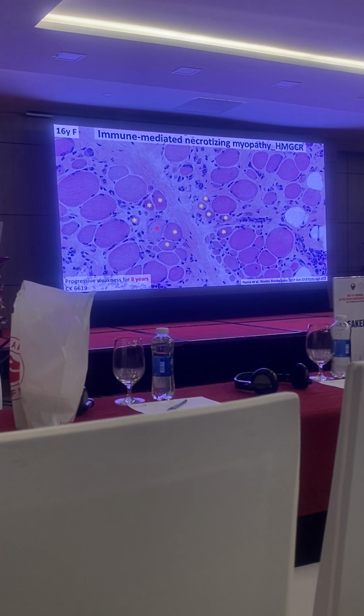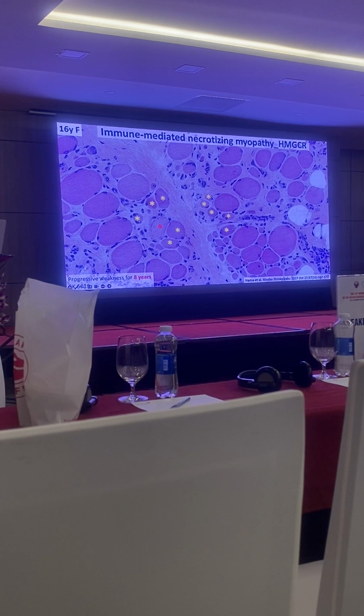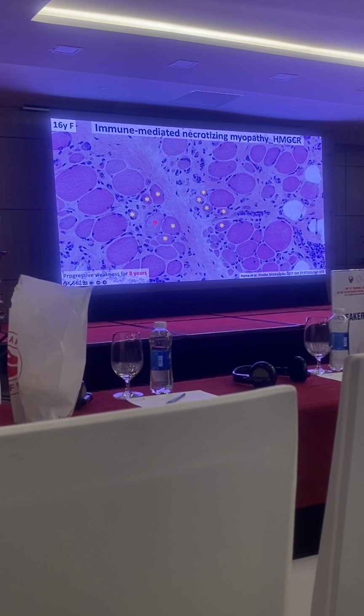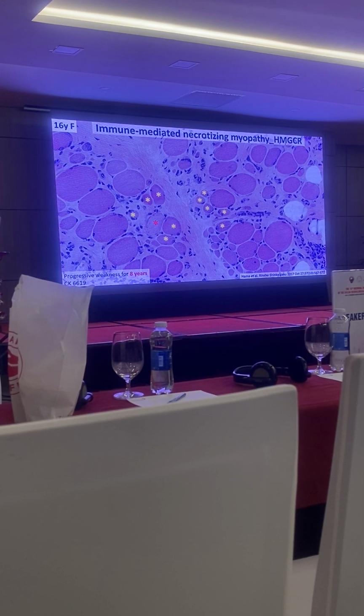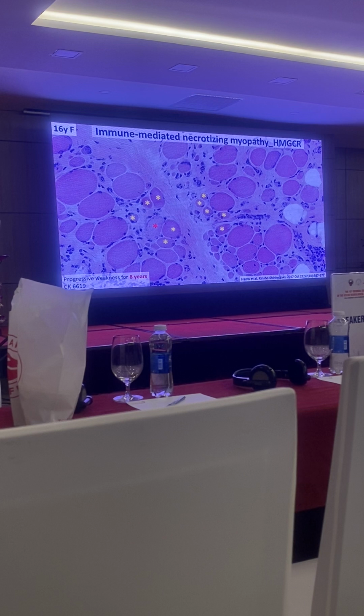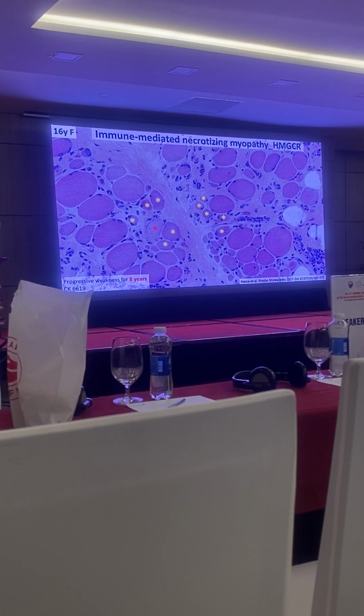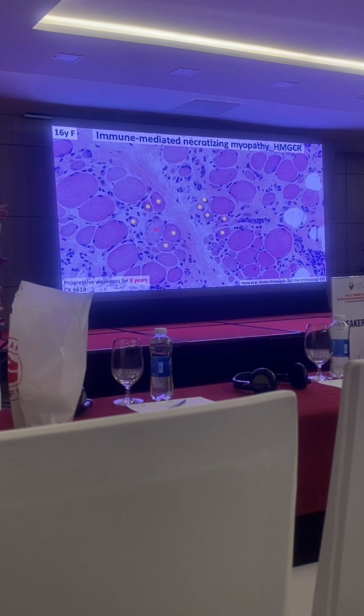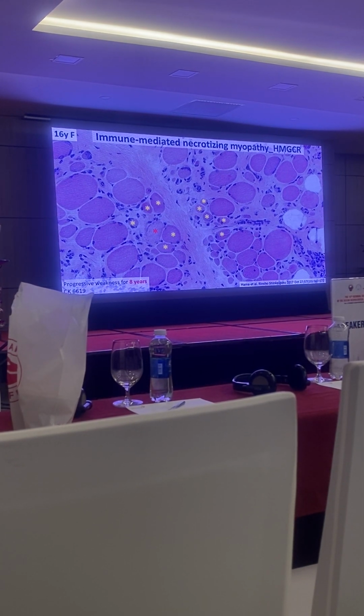Look at this muscle. You can see necrotic fibers and scattered regenerative fibers. So there is an active necrotic and regenerative process. But in addition to that, you see significant endomysial fibrosis. So this really looks like muscular dystrophy, right? Even on muscle pathology. And also you see fat infiltration.